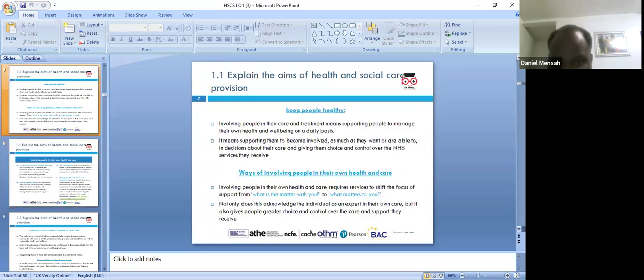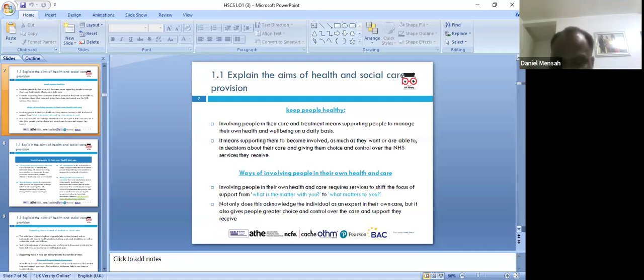Now we have to look into keeping people healthy. It all forms under well-being. The healthiness of people is all well-being. It's part of the duties of a carer to understand that they are healthy, they are eating well, and all that. It also involves people in their own health and care. You are given a chance to involve them in their healthcare and what matters to them.